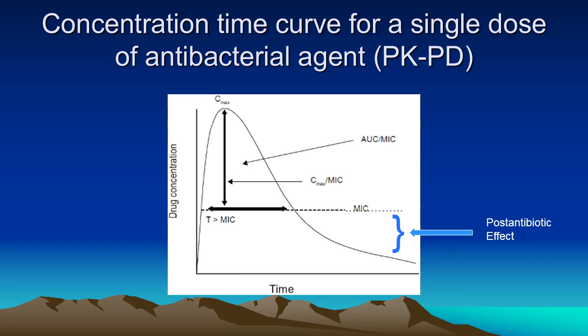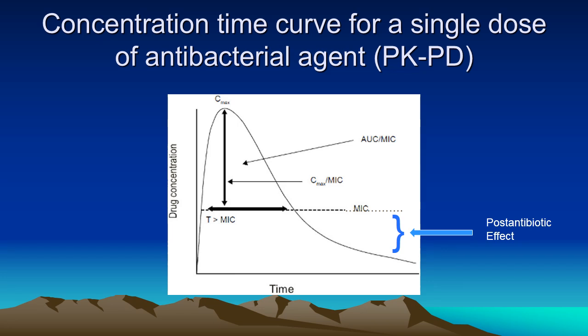Now, if you look at the concentration time curve of a single dose of antibacterial agent, there will be a rise followed by a fall, and the fall will be gradual. And if we plot it against a known MIC, then the parameters which can be seen are Cmax as the maximum concentration at Tmax, that will be time, then a ratio of Cmax to MIC, and then there is T more than MIC. Now these two parameters, Cmax to MIC and T above MIC, are well known for concentration dependent and time dependent killing.